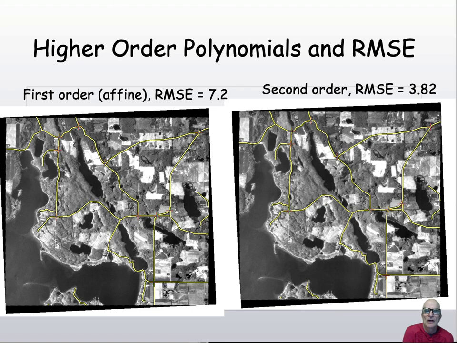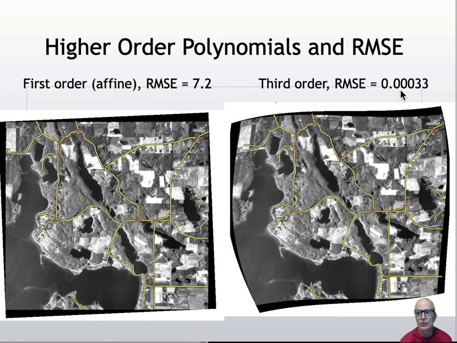As an example, here's a first order polynomial with its root mean square error, 7.2, and a second order. These are the same points. I haven't changed anything but just changed the model type, and the root mean square error is 3.82. And then I get a first order and a third order. See, the root mean square error is 0.0003. You're thinking, oh, I have better than centimeter level accuracy. And that's true at the points you do, but if you look away from the points, you get huge deviations. So if you had independent points, the error would actually increase from the first order affine to the third order. And so you have to be careful. It's best to use an affine all the time, unless you have a special case and know better.